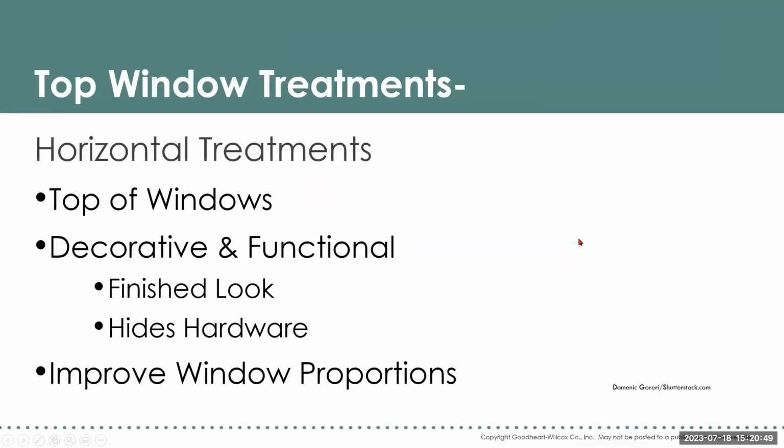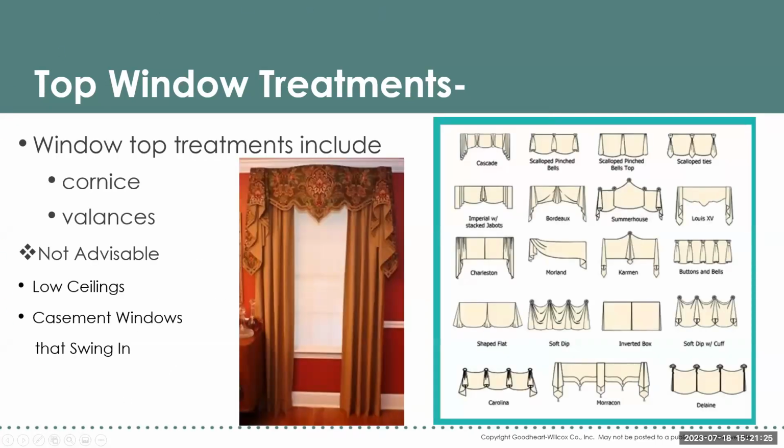Now we're going to talk about top window treatments. We just talked about our vertical treatments, our curtains and our shades. Those come down. Now we're going to talk about what's on top. Top treatments are called horizontal treatments, and they're very decorative, but they also have a functional use. They create a finished look, and they hide the hardware. They can also improve the window's proportions. We have two different kinds of top treatments: one is soft and one is hard.